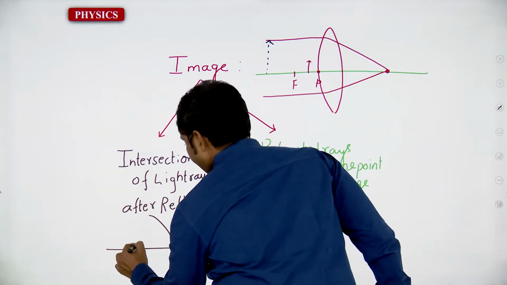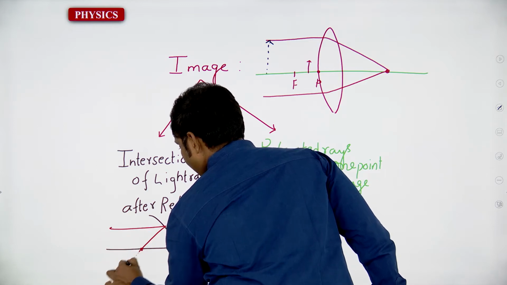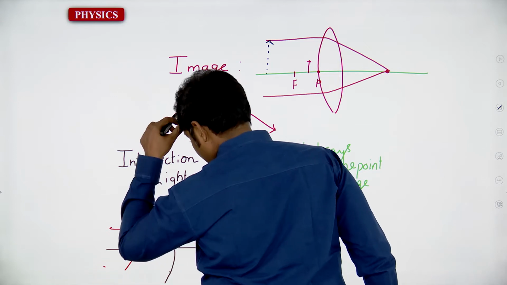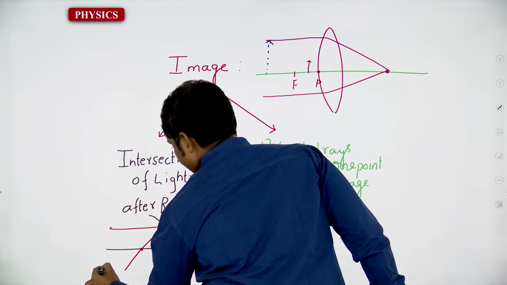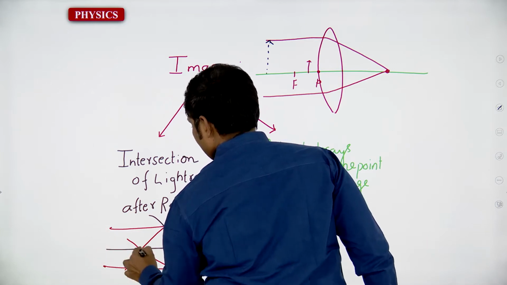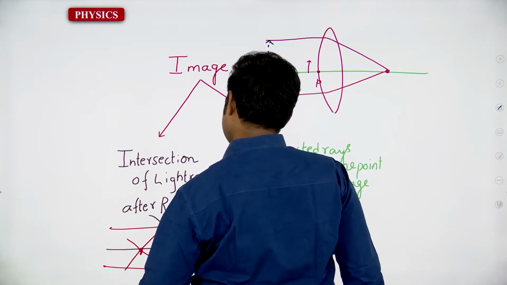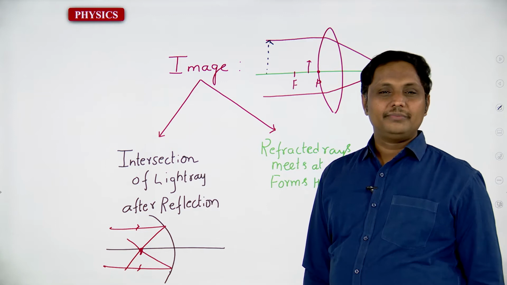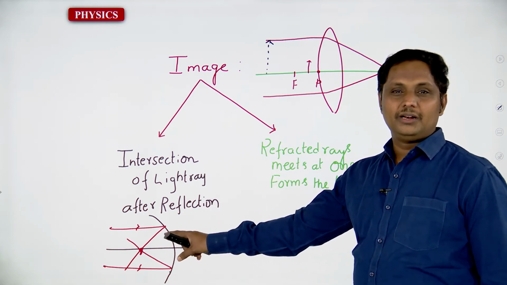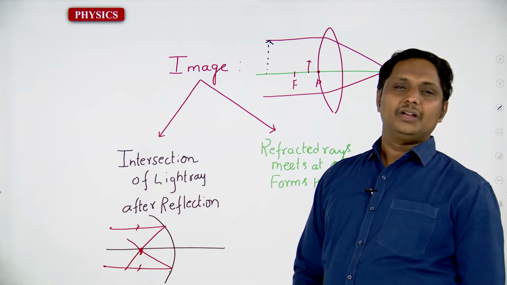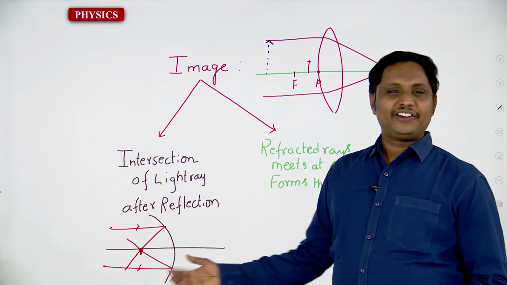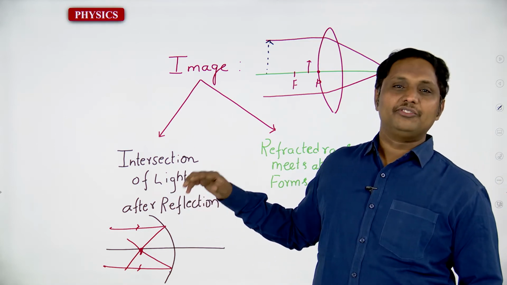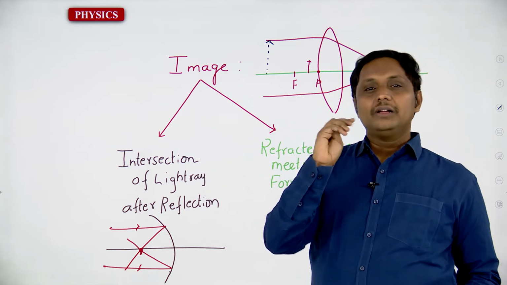The light ray is going to appear. At the same time, you have to confirm it is going to be real. In case of the concave mirror, due to the reflection of light, it is going to form a real image. In case of the convex mirror, it's going to form a virtual and diminished image.